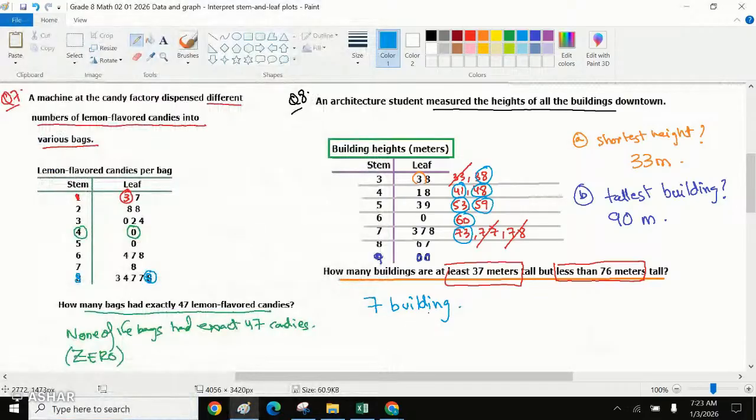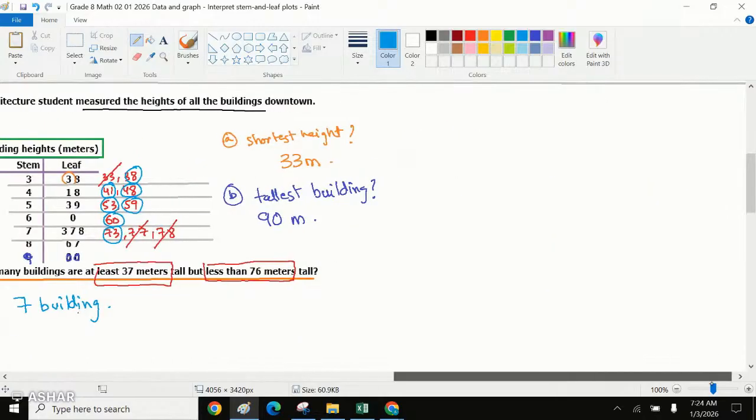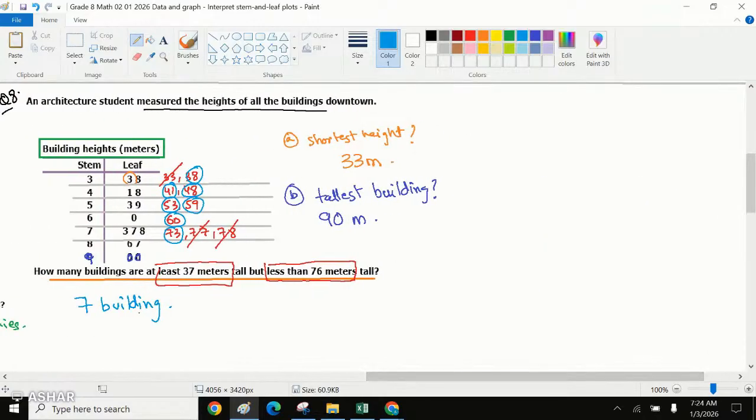So we read the stem and leaf diagram depending on what the question is. Okay? Agreed? Any questions till now? Okay, thank you. Let's move on to the next question. Let's see what question number 9 is asking us. When you click onto the next, you'll have the same question on your screen.